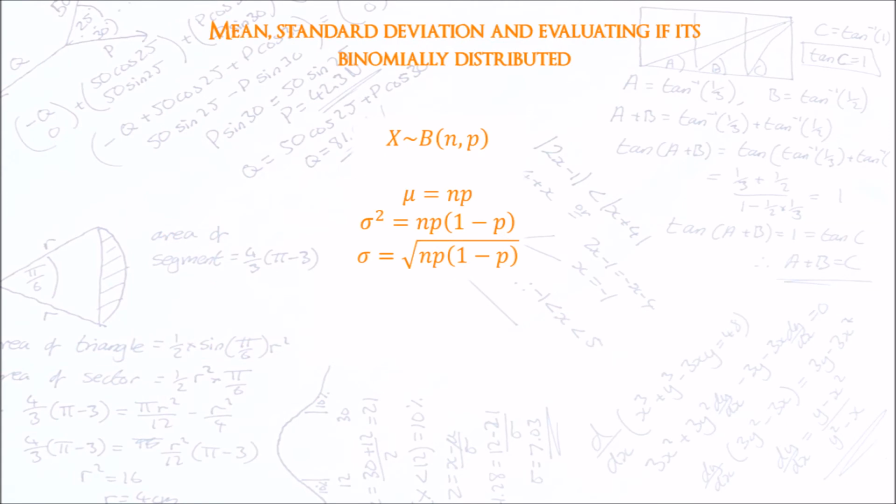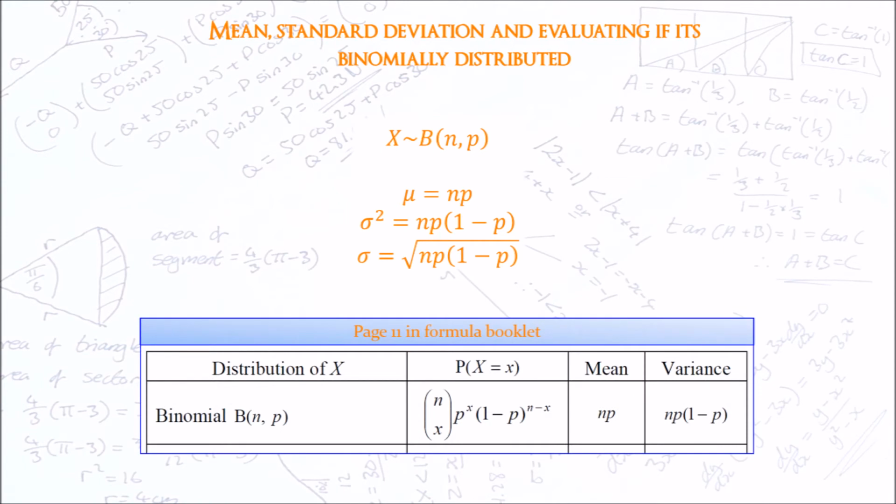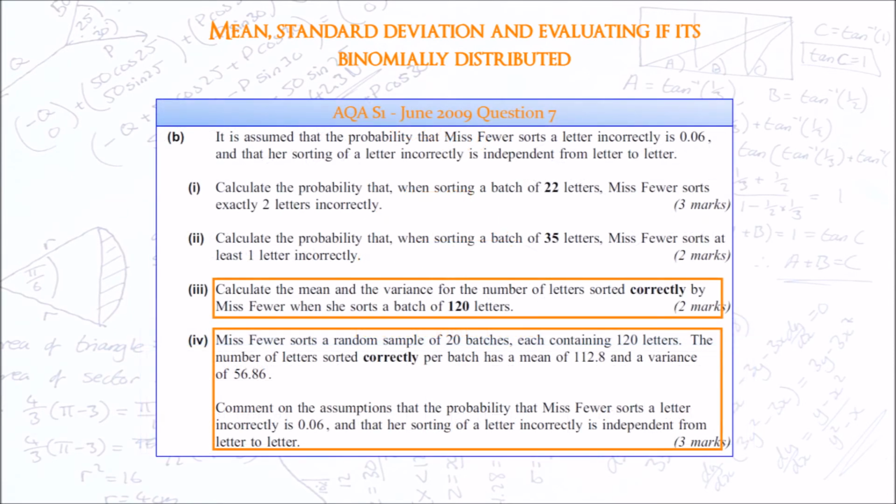The formulae for the mean and variance of a binomial distribution can be found in your formula booklet, and once we have the variance we can just square root that to get the standard deviation. Now it's worth pointing out that if something is perfectly binomially distributed, then this will be the true mean of the population, and it will be the true standard deviation of the population. And we can use this fact to investigate properties of certain models. For example, if we have a look at this question here.